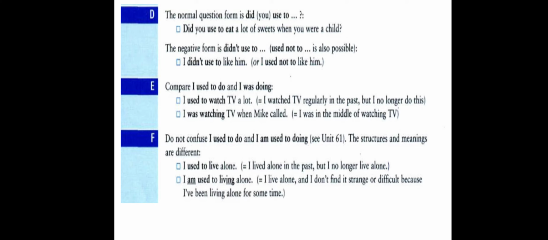In the first form, I used to do, "to" is infinitive followed by the base form do, and in the second form, I am used to doing, "to" is a preposition and the preposition is followed by gerund, verb plus ing. The structure and meanings are different in both cases. In the first case, I used to do means that is a habit in the past. I used to do, but I no longer do it now. I am used to doing means I am familiar with doing something, or doing something is normal or natural for me.